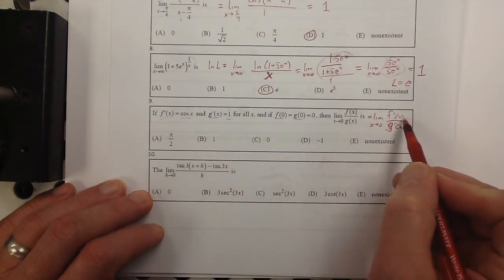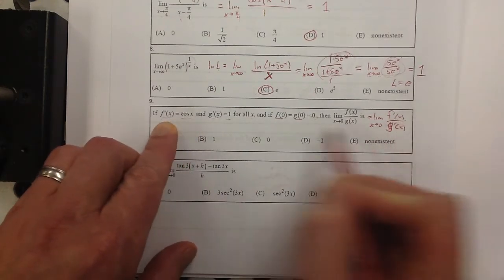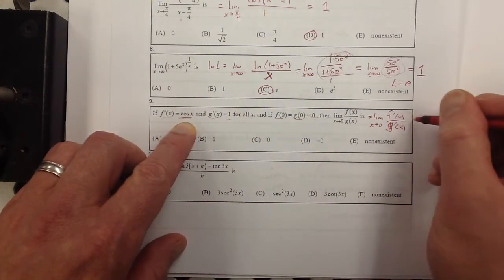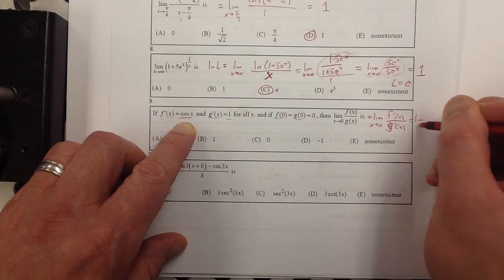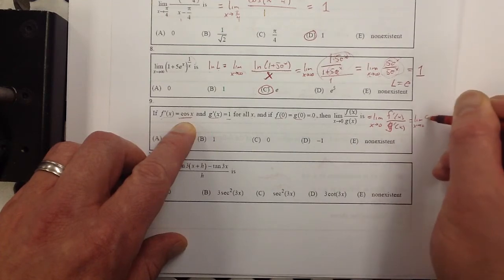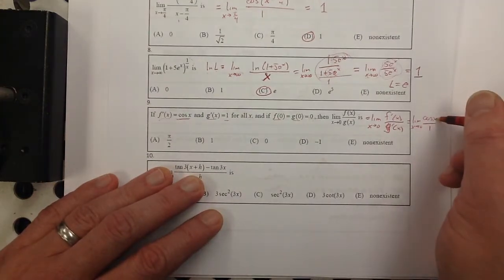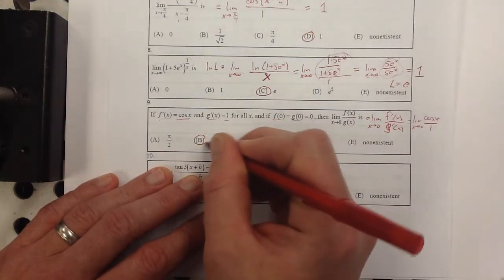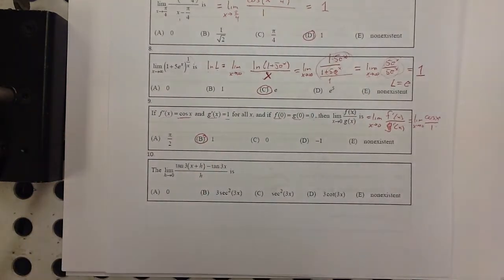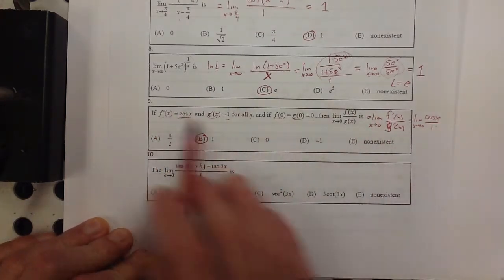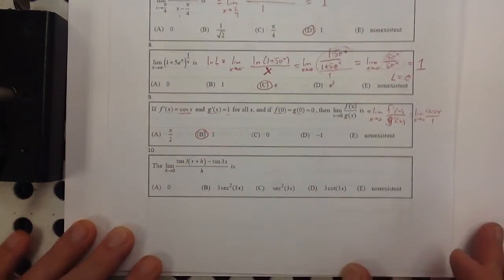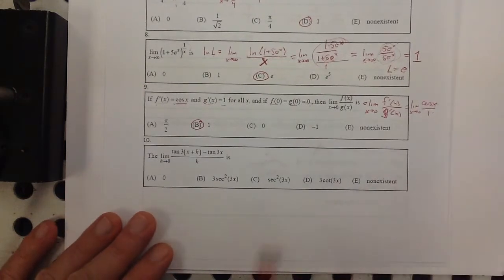Which says I can use the derivatives instead, right? And when I plug 0 in here, they told me what the derivatives are. It's cosine x over 1. So I can plug 0 in here, and I get 1 over 1, which is 1. So that's just sort of L'Hopital's rule in a more generalized, abstracted way, I suppose.